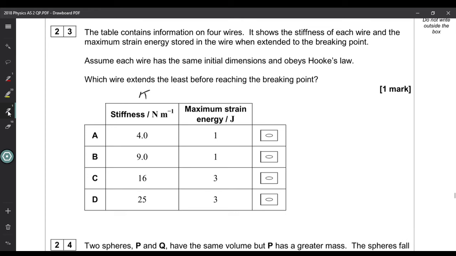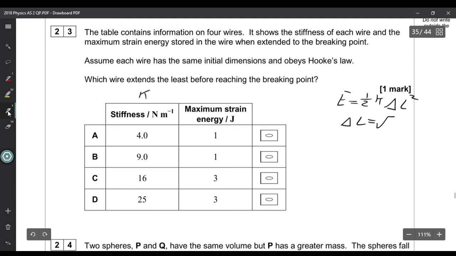Now, the equations that we need for this is E equals half K delta L squared, where delta L is our extension. So delta L equals root 2E over K. So we can see that delta L is going to be proportional to root E over K. So we can calculate this value here given the energy and the K that were given in the question.